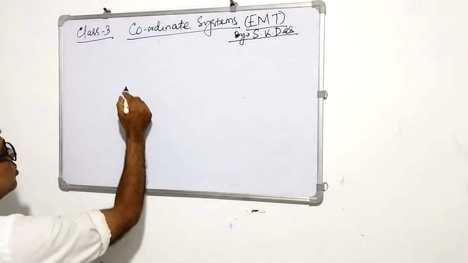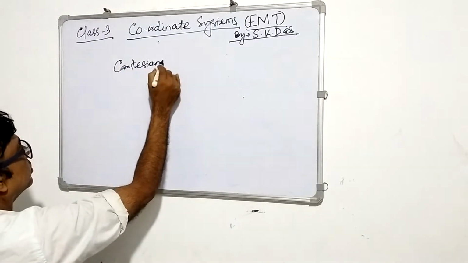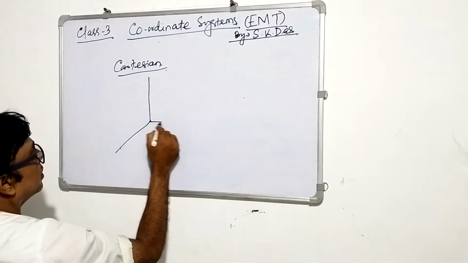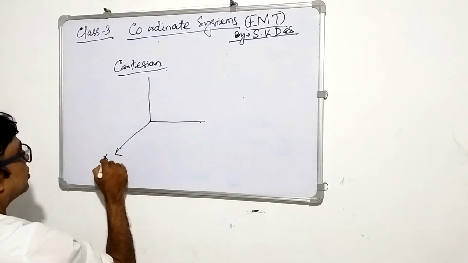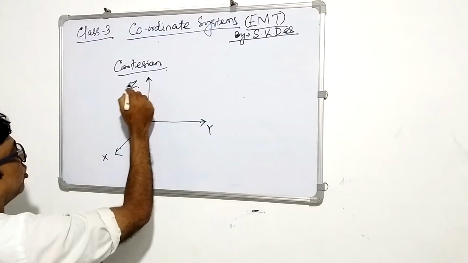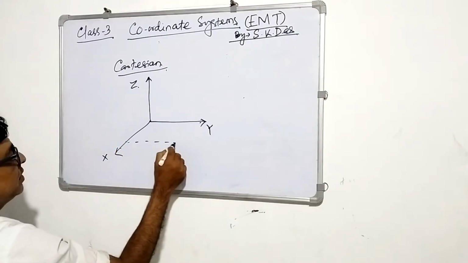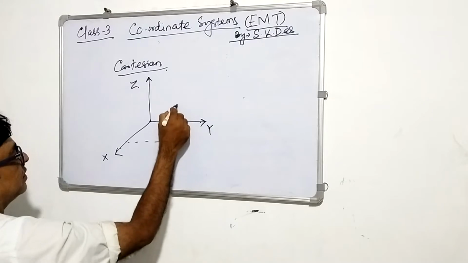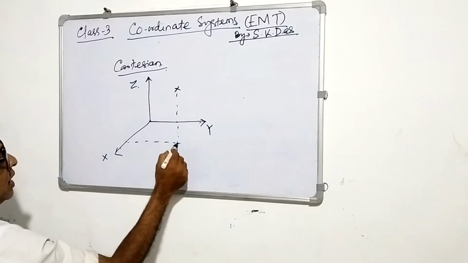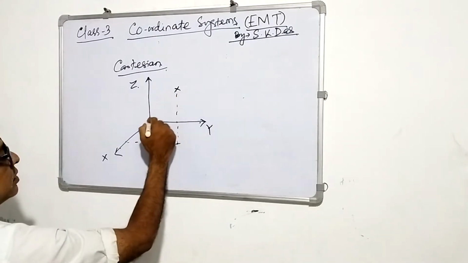So for the Cartesian coordinate system, as I have told you, the coordinates are x, y and z. Suppose the point is located at some x, some y, and some z. Suppose x is 2 units, y is 3 units and z is 5 units. The point will be here.